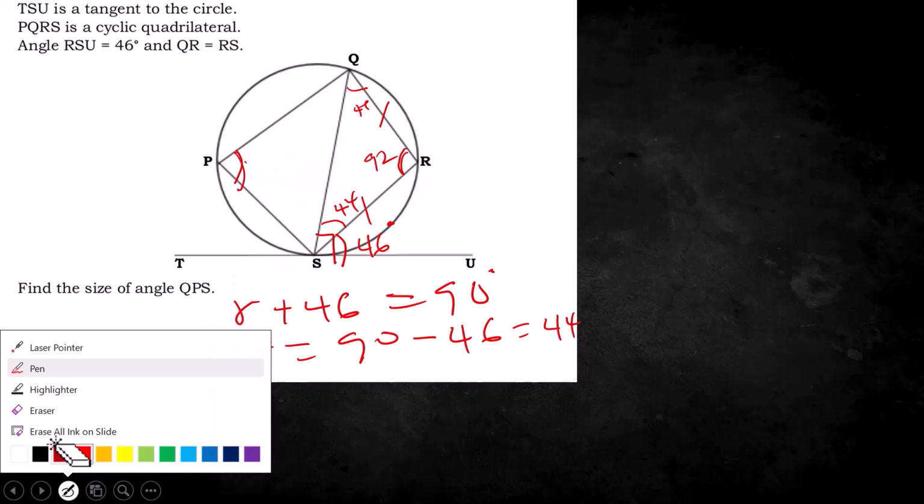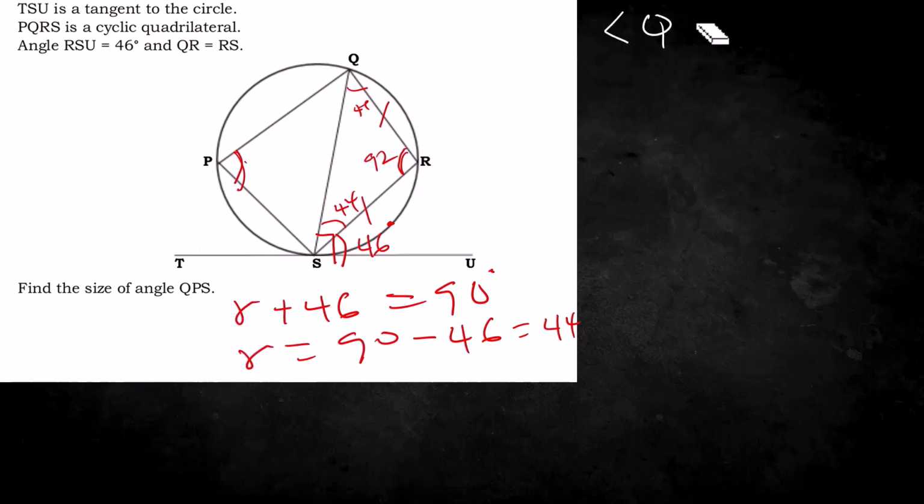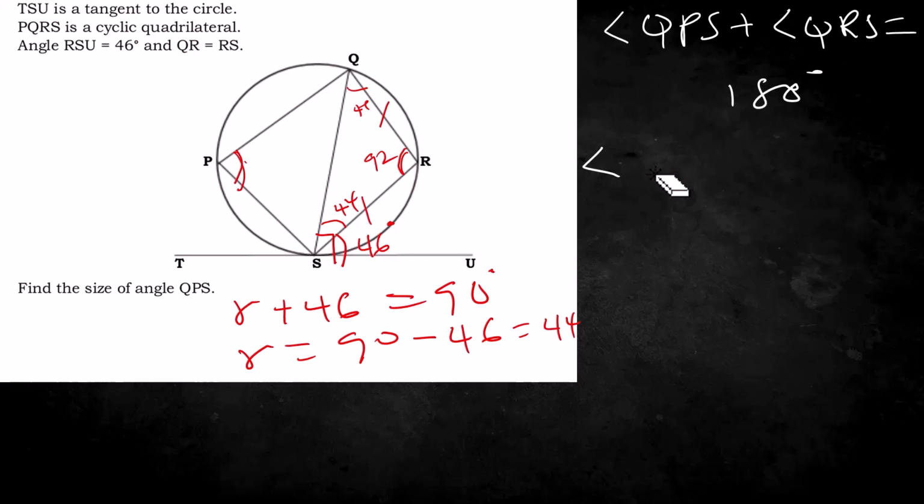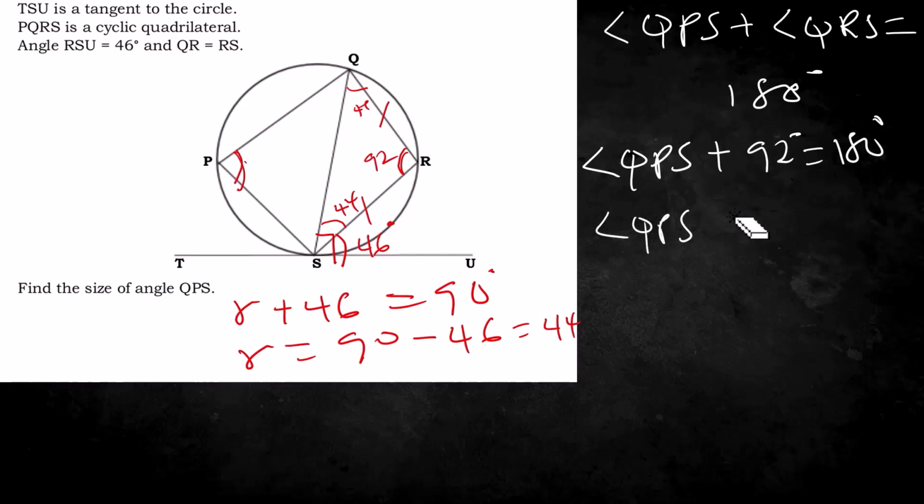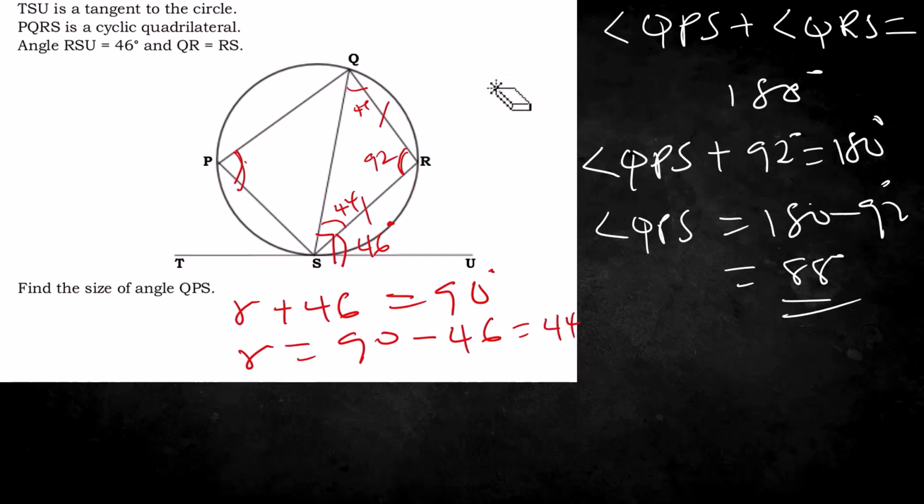Okay, so let's solve for QPX. Angle QPX plus angle QRX is equal to 180 degrees. So angle QPX plus angle QRX, 92, equals 180. So 180 minus 92, angle QPX will be 88 degrees. So this side is 88. As simple as that.